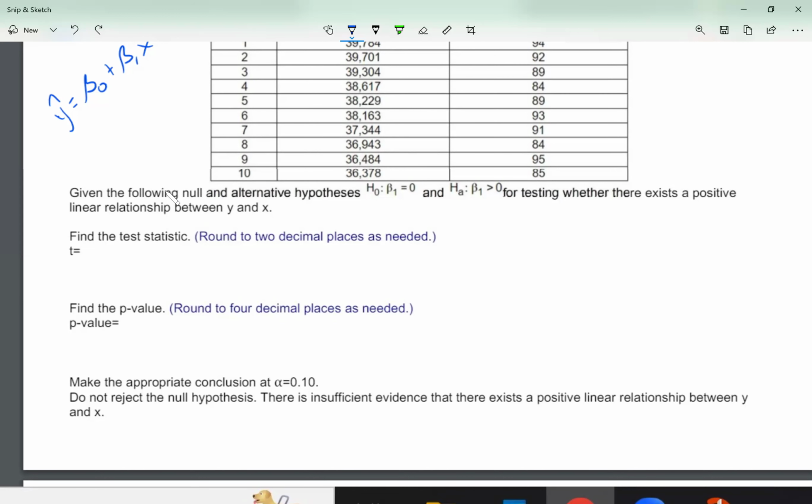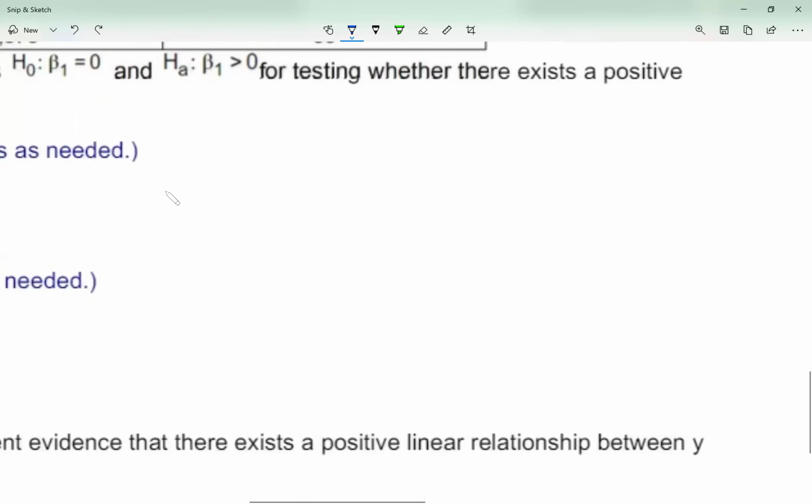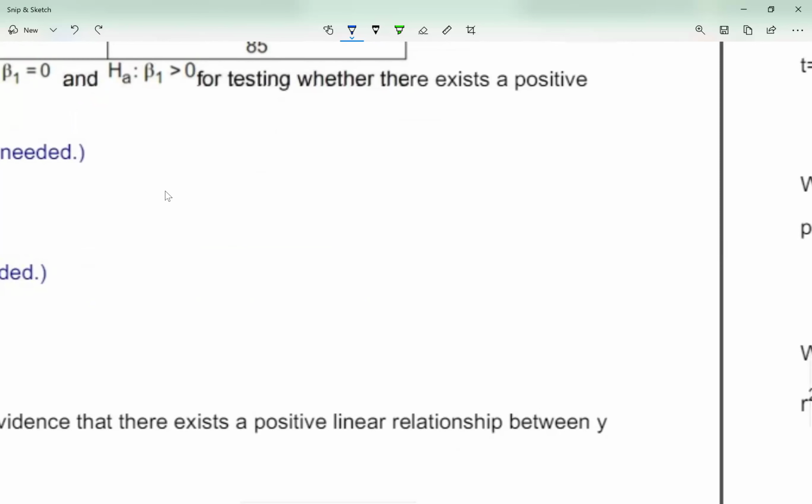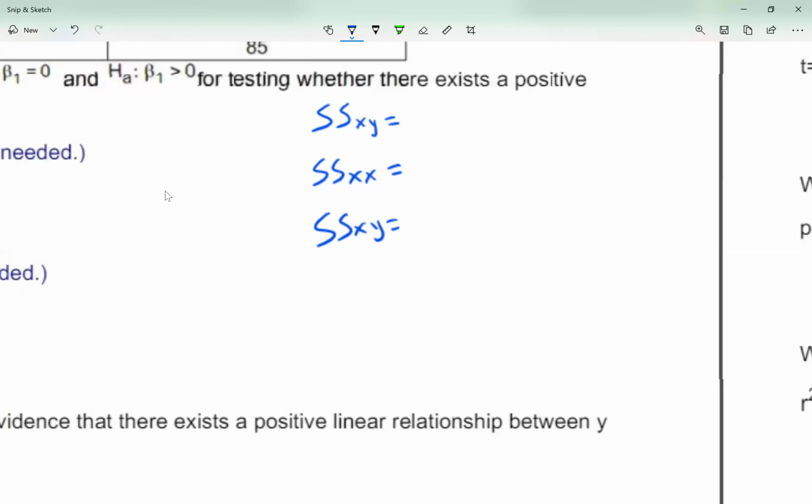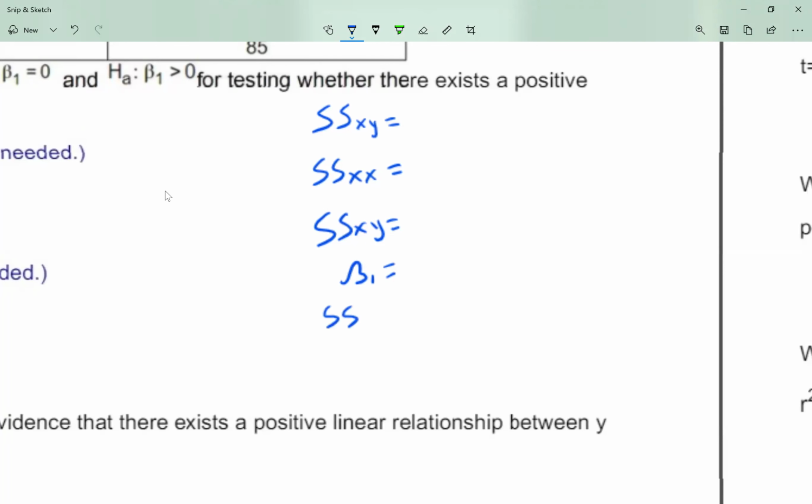Now, to be honest, in order for you to be able to figure this out, there are a few values you need. So I'm going to write them here at the side. You need your sum of x times y, your sum of the squares of x times x, the sum of the squares of x times y. You're going to need your beta 1, the sum of the squares of the error, your standard error, and your standard error of the least squares slope. And then we're going to be able to find our t statistic.